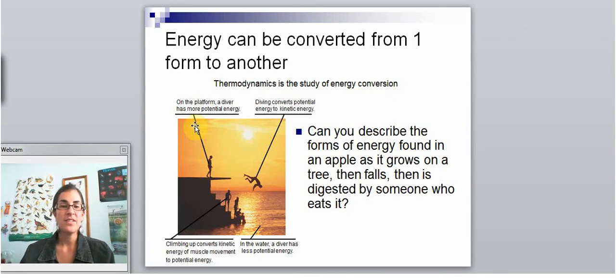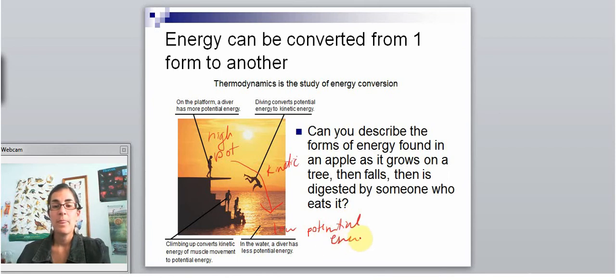If we explore this example a little more, we have our diver at the top of the board. At the top of the board, again, kind of like my pen, he has high potential energy because of gravity. As he falls or dives, that potential energy is becoming kinetic energy. So it's actually that exact potential energy converting to this kinetic energy. And then at the bottom, he'll have low potential energy because it all was lost as kinetic energy.